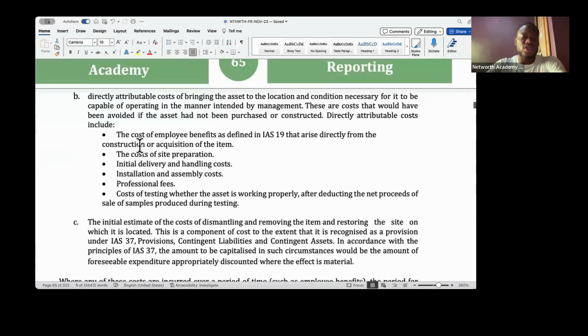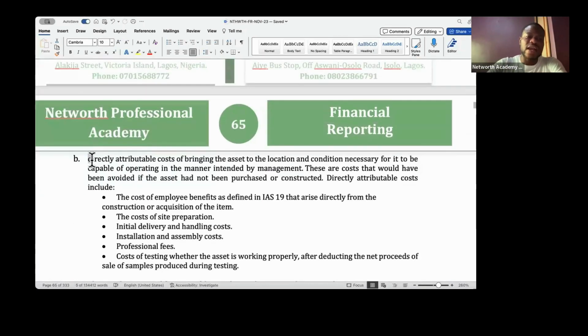The second component of cost of PPE is directly attributable costs of bringing the asset to the location and condition necessary for it to be capable of operating in the manner intended by management. So the next element of cost is directly attributable costs that you incur bringing the asset to where you want to use it, in bringing it to an operating condition as you intend, right? All those costs you incur in that process should be capitalized.